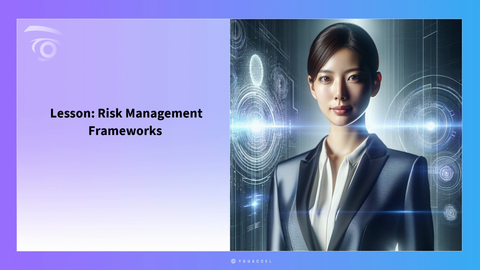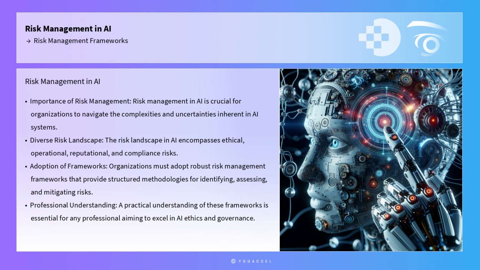Lesson: Risk Management Frameworks. Risk management in AI is crucial for organizations to navigate the complexities and uncertainties inherent in AI systems. The risk landscape in AI encompasses ethical, operational, reputational, and compliance risks. To manage these effectively, organizations must adopt robust risk management frameworks that provide structured methodologies for identifying, assessing, and mitigating risks. A practical understanding of these frameworks is essential for any professional aiming to excel in AI ethics and governance.